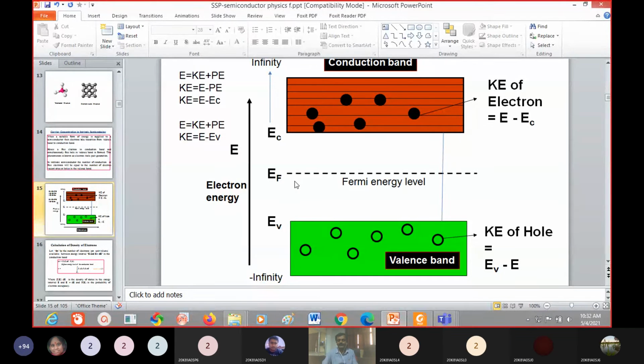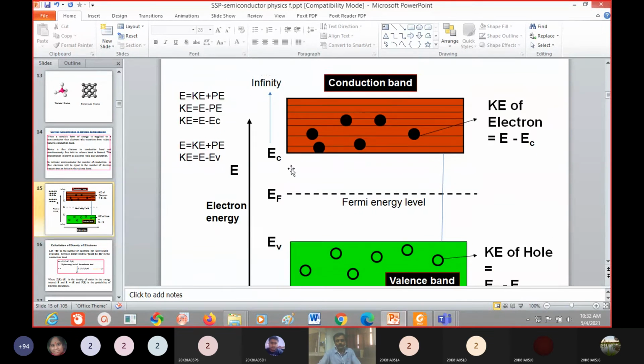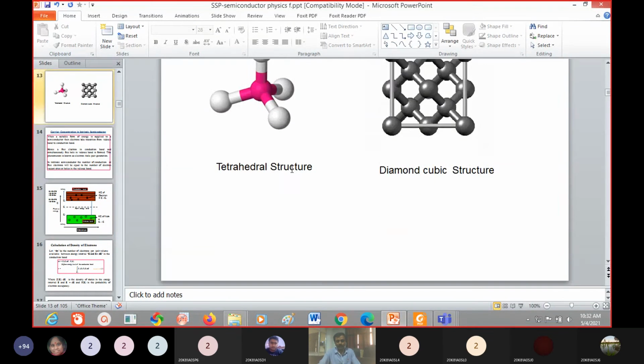So now we are discussing the carrier concentration in case of intrinsic semiconductors. Up to now, we discussed just the introduction of semiconductors: what pure and impure semiconductors are, and the types of semiconductors. The main topic starts from here onwards. So, carrier concentration of intrinsic semiconductors.